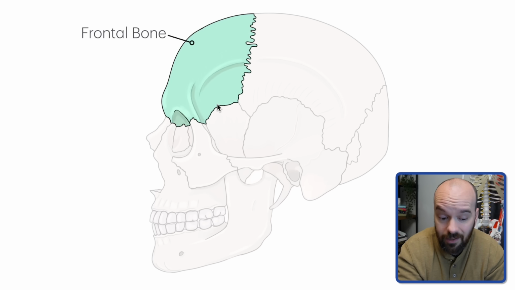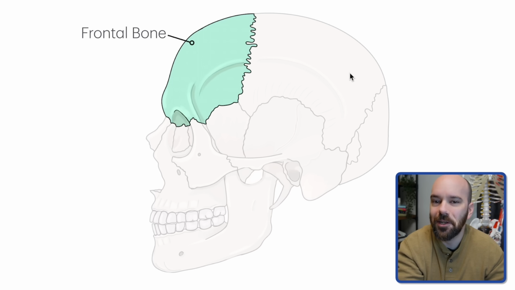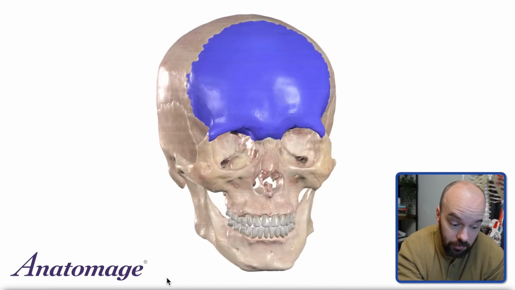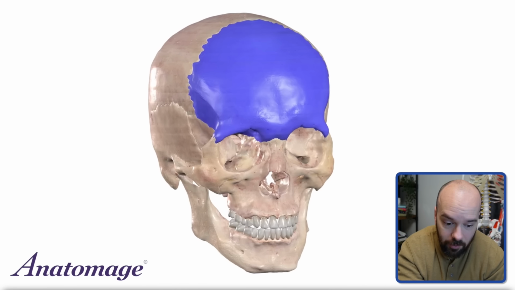The frontal bone is going to articulate with a lot of other bones: the parietal bone right here, the sphenoid bone right here, zygomatic bone, lacrimal bone, maxilla, and nasal bone. So lots of bones that it articulates with. We're going to learn all of those. If you didn't catch everything I just said there, that's totally fine. Let's take a look at what that frontal bone looks like in this model from Anatomage.